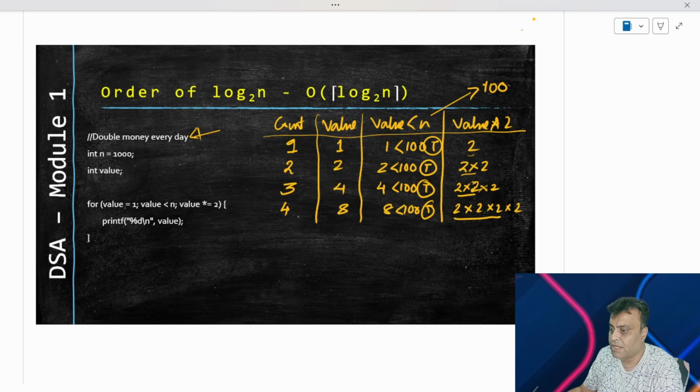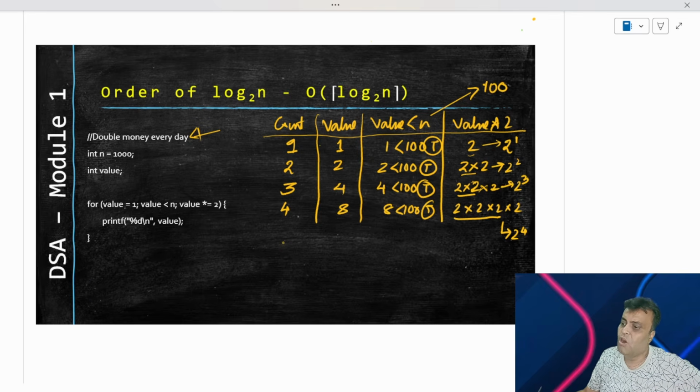Net, if we can create a general formula out of this, can we say this represents 2 to the power 1? Can we say this represents 2 to the power 2? This represents 2 to the power 3? And this represents 2 to the power 4. If we can do that, then do we know how many times it will run? What is this count going to be? How many times will this run?